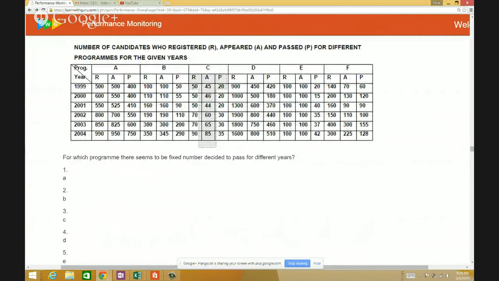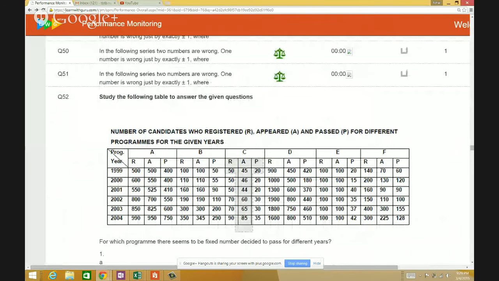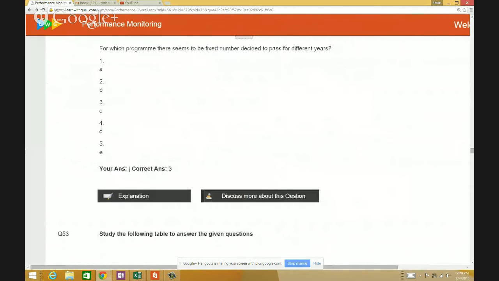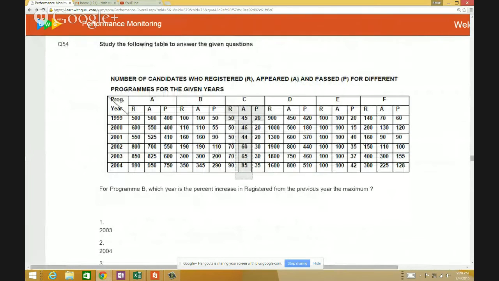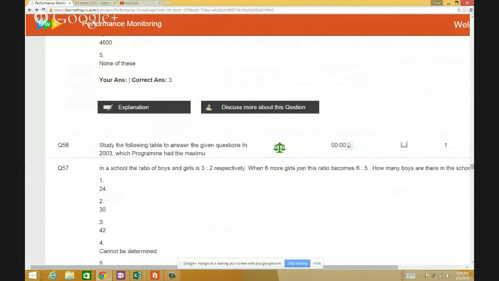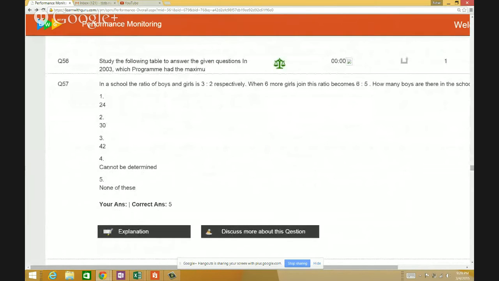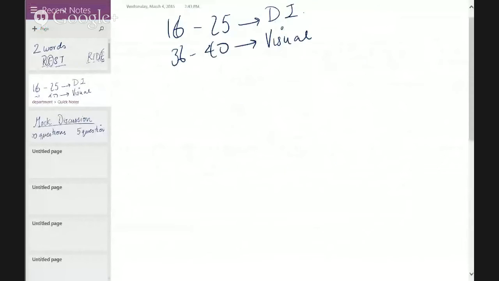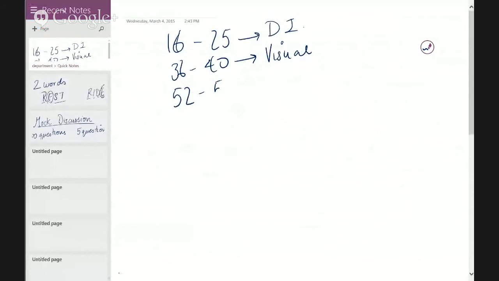Okay. DI again, we'll chuck this. DI is now 52 to 56. You'll always see 5 questions in a set, so just keep chucking them off. 52 to 56 is DI, so I'll just write it down. Again, these 5 questions of DI, I'll be doing later. So not a worry at all.